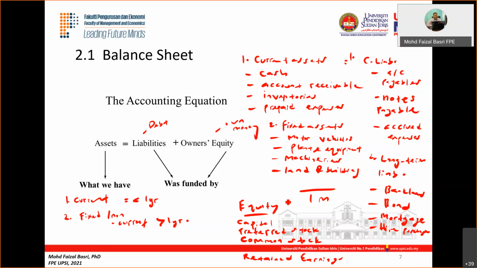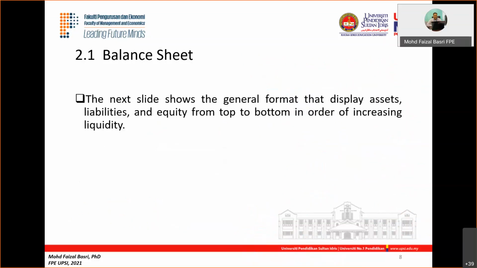So these are all under equity. For equity, we don't have categories like assets or liabilities. Everything will be listed here individually. This is some example of it. Actually, I have the notes in the next slide.